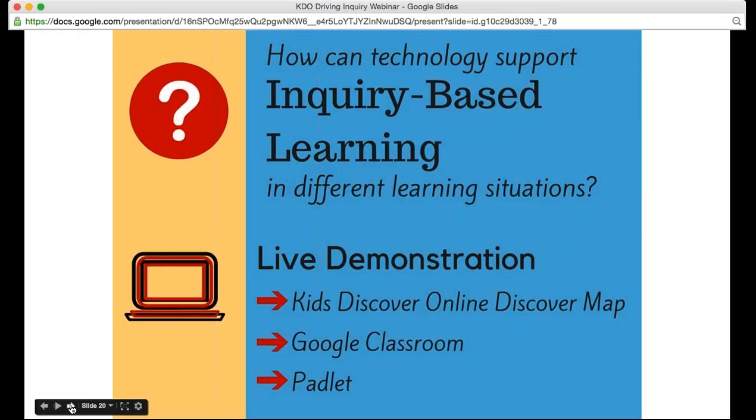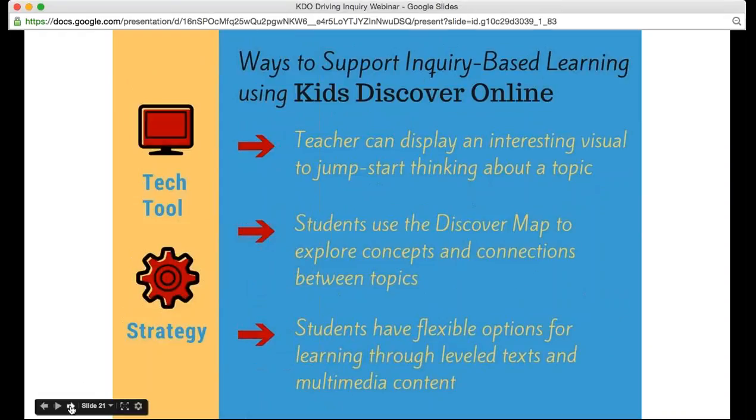So what did we see when it came to Kids Discover Online and how it could support inquiry-based learning approaches in various situations? We saw maybe a one-to-one situation, maybe whole group situation. We saw the See, Think, Wonder example. The teachers can take an interesting visual and share it out with the class to jumpstart an inquiry, to get them excited and thinking about a new topic.